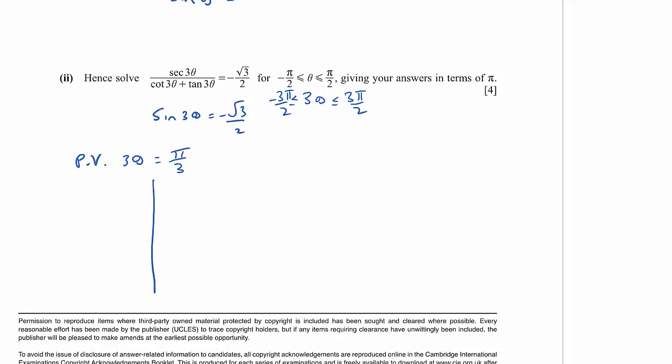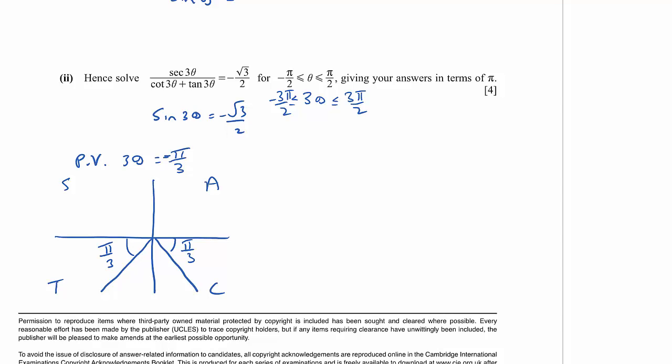Okay, so let's use a CAST diagram now. Negative root 3 over 2, so negative pi by 3. So that would be down there, pi by 3. And if it's a sine and it's negative, the other one's in the tan, so that's pi by 3 down there.